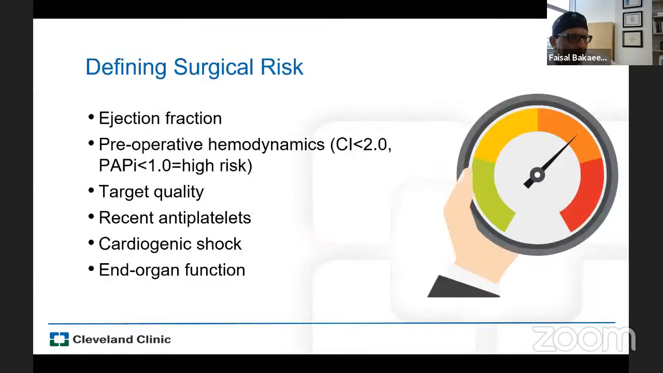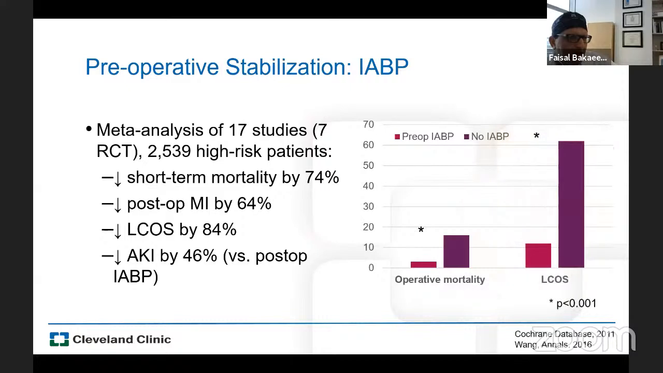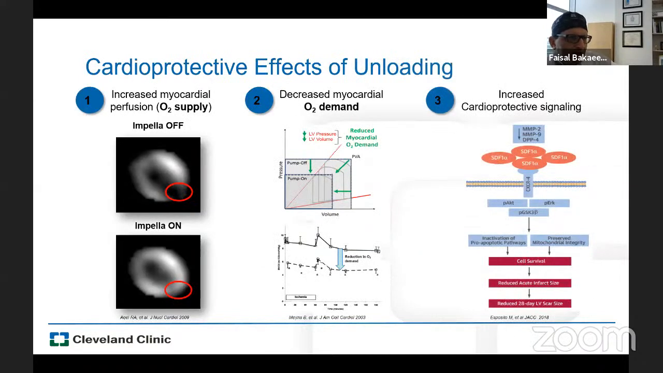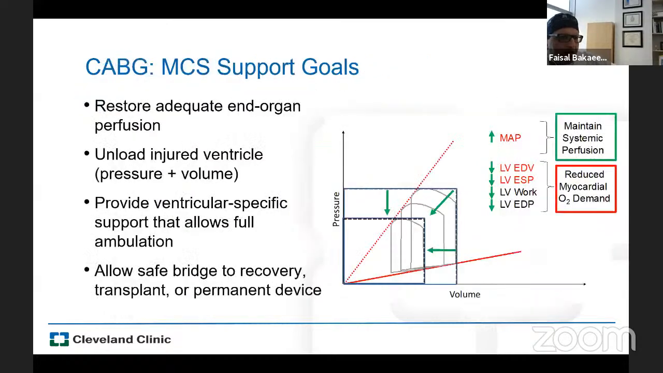What determines the surgical risks? There are multiple factors. I think the target vessels, the ejection fraction, and their baseline cardiogenic shock are the most important predictors. And as Claudia mentioned, putting an intraoperative balloon pump preoperatively for stabilization improves outcomes in select patients. This is a demonstration of how unloading the ventricle pre-op can improve the parameters physiologically and enhance the outcomes of CABG.